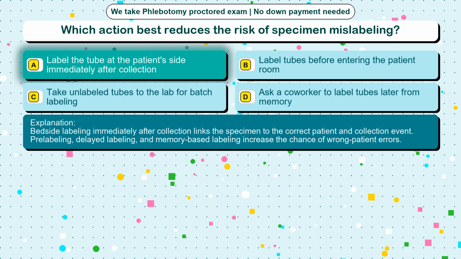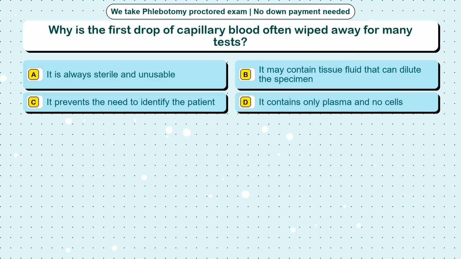Bedside labeling immediately after collection links the specimen to the correct patient and collection event. Pre-labeling, delayed labeling, and memory-based labeling increase the chance of wrong patient errors. Question 74. Why is the first drop of capillary blood often wiped away for many tests?